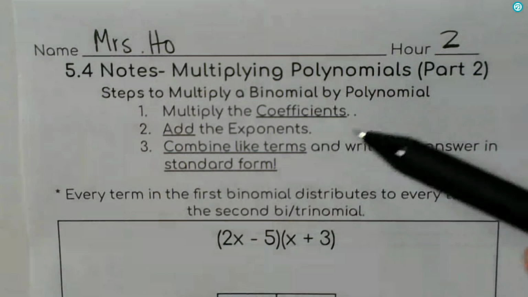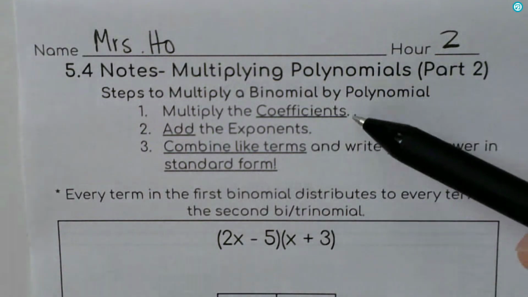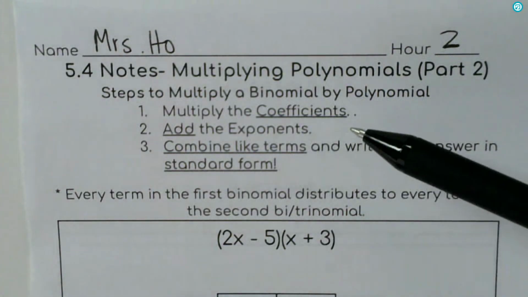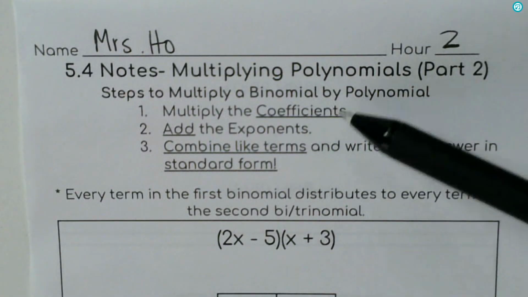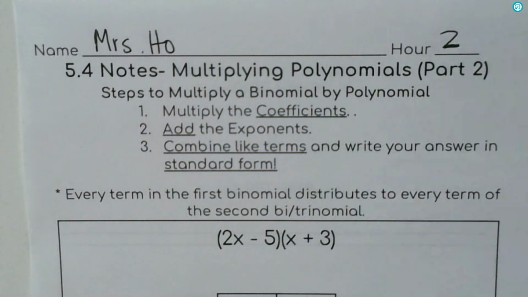Steps 1 and 2 are the same as they were on Friday. You need to multiply the coefficients. You need to add the exponents. That is still the exact same. What's different today is that at the end of the problem, you might need to combine some like terms, and you're going to have to make sure that you're in standard form if and when you do combine those like terms to write your final answer.